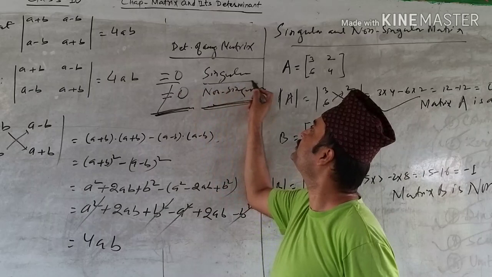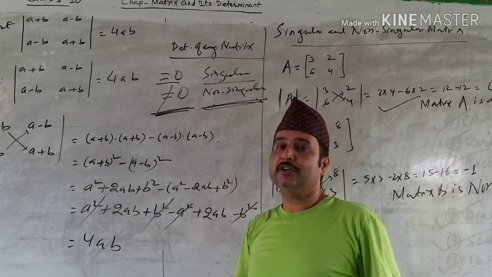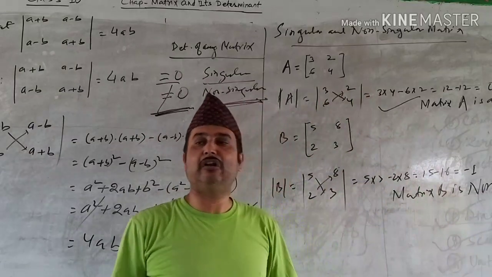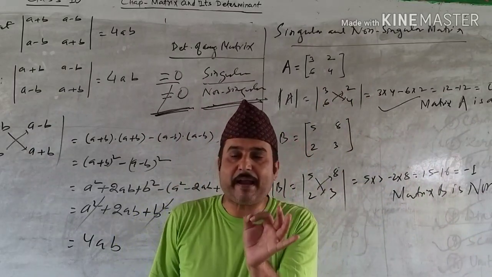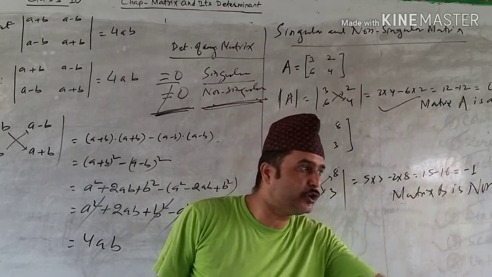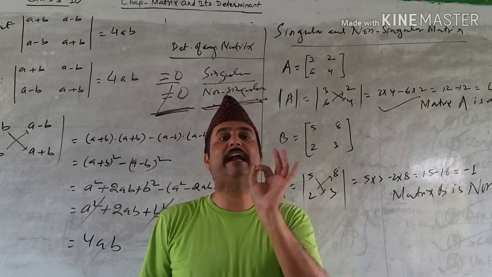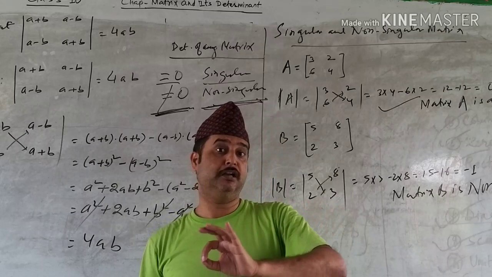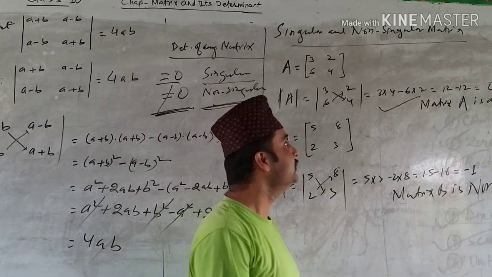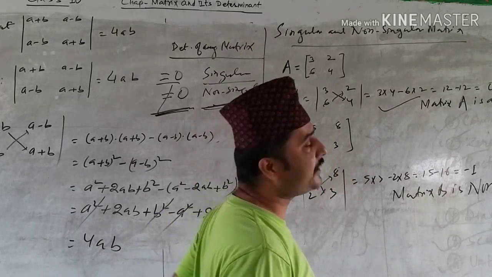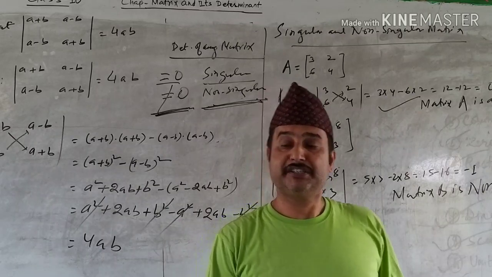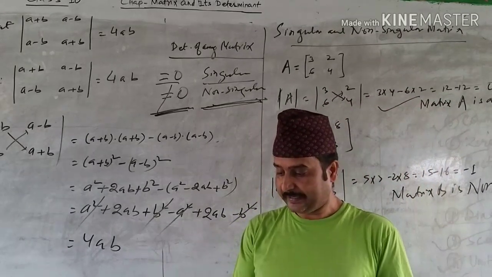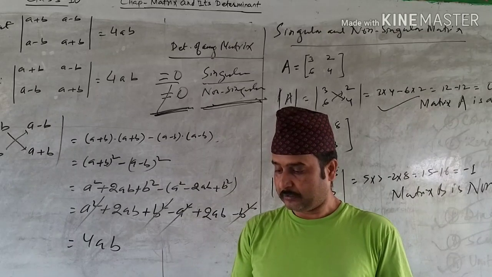So in this way you can identify whether the given matrix is a singular matrix or a non-singular matrix. That matrix whose determinant is equal to 0 is a singular matrix, and that matrix whose determinant is not equal to 0 is a non-singular matrix. Let's go to an exercise now.